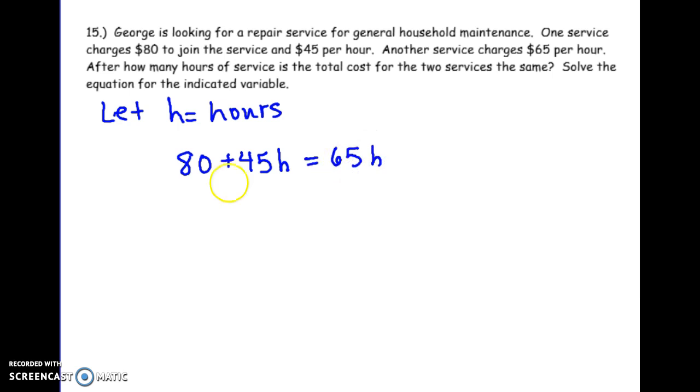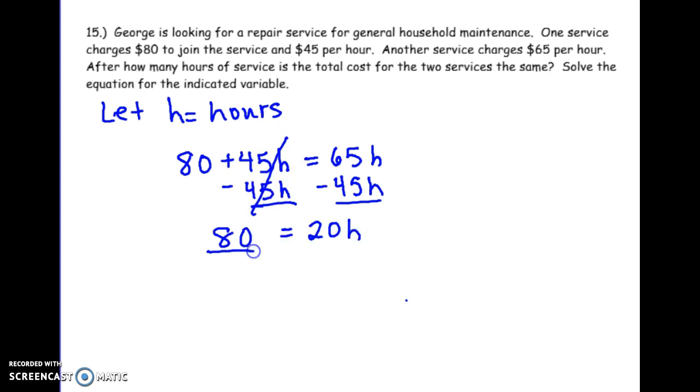Okay, so when I do this, I'm going to subtract 45H from both sides. And we're just going to solve. So we'll have 80 is equal to, these will cancel out, 20H. And then we're going to divide both sides by 20. When we do that, we end up with 4 is equal to H, or 4 hours.